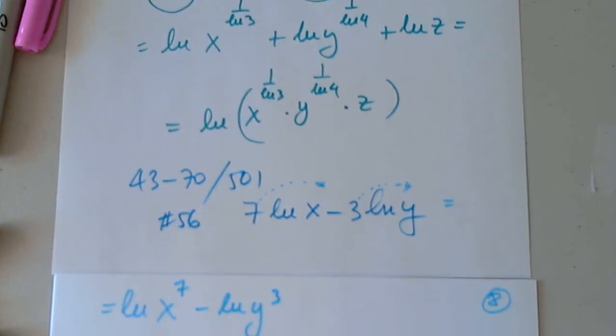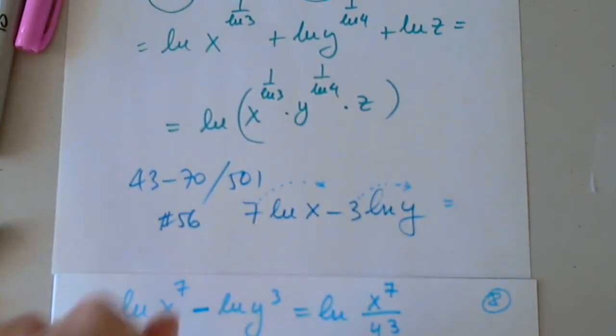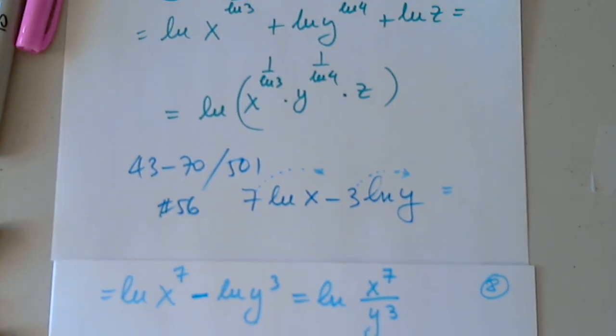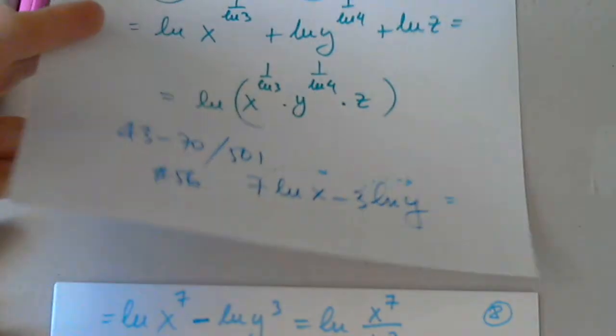And now I know what to do. There is a minus. This has to come from the denominator of the expression. So it will be x to the 7th over y to the 3rd. So I condensed whatever I was given into a log with 1 in front as the coefficient, and whatever expression. This is the way we condense.